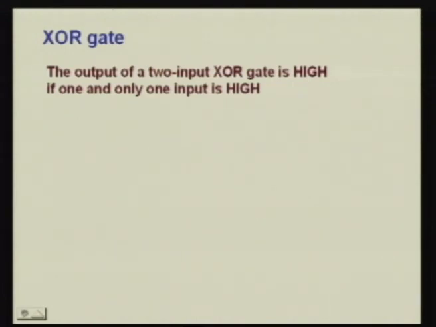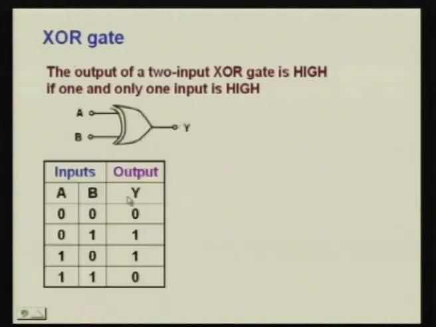That is, if the inputs are not equal, and as I told, in a digital system we can take only either 0 or 1. If the first is 0 and the second is 1, or the first is 1 and the second is 0, then the output will be high. Otherwise, it will be low. So this is the symbol for the XOR gate, and this is the truth table. A and B are the inputs and Y is the output. If we take A and B as 0, then the output will be 0 by the definition.